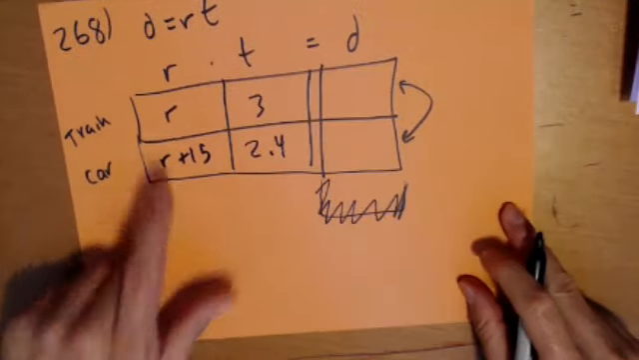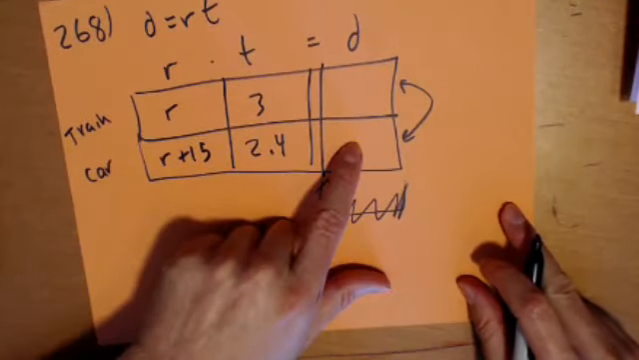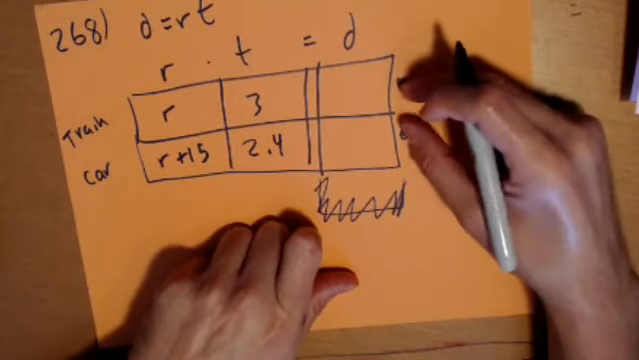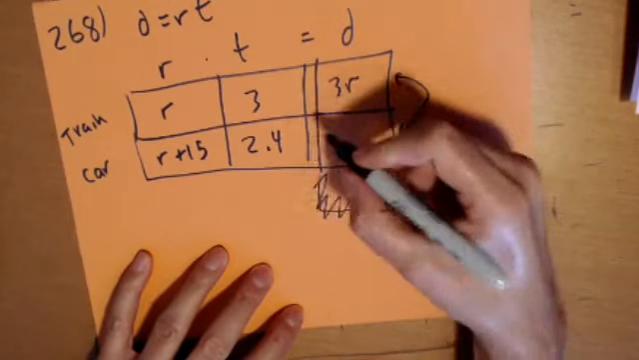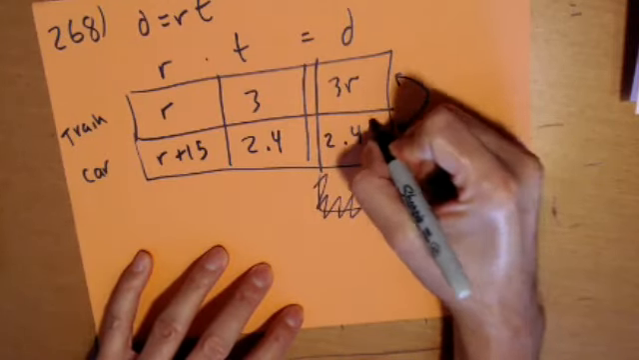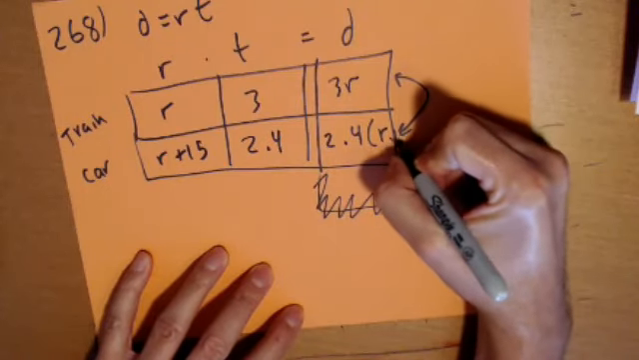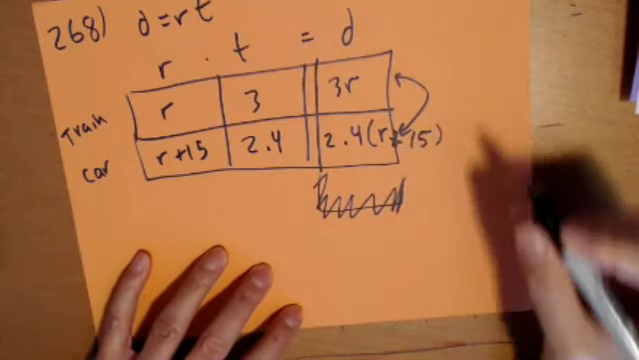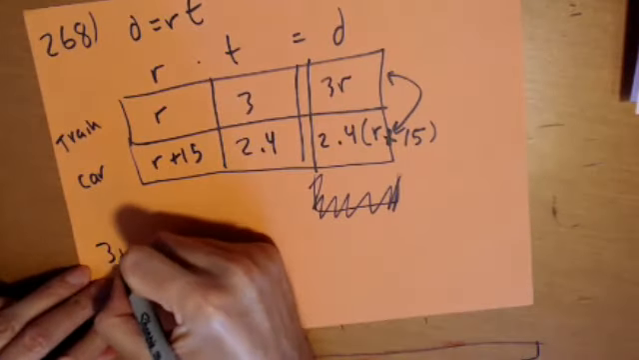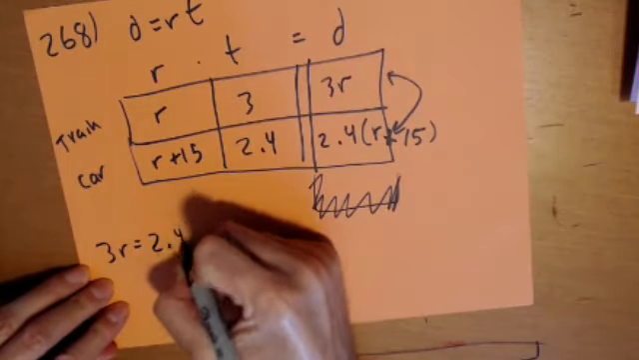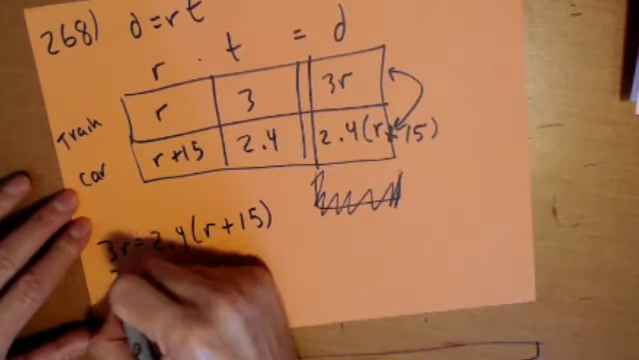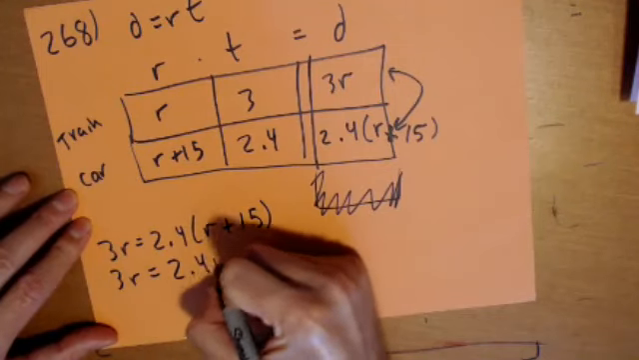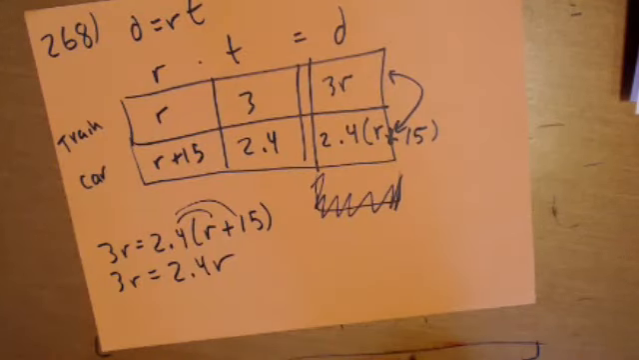So then how does the table work? This times this is that, this times this is that. And then they went the same distance, so then we had set these two equal to each other. Okay, so this times this is that, and then this times this is that. I'll put the 2.4 first. 2.4 R plus 15. So set them equal to each other, and you have 3R is equal to 2.4 R plus 15. I'll just keep going. 3R is equal to 2.4 R, distribute. 2.4 times 15, enter, 36.